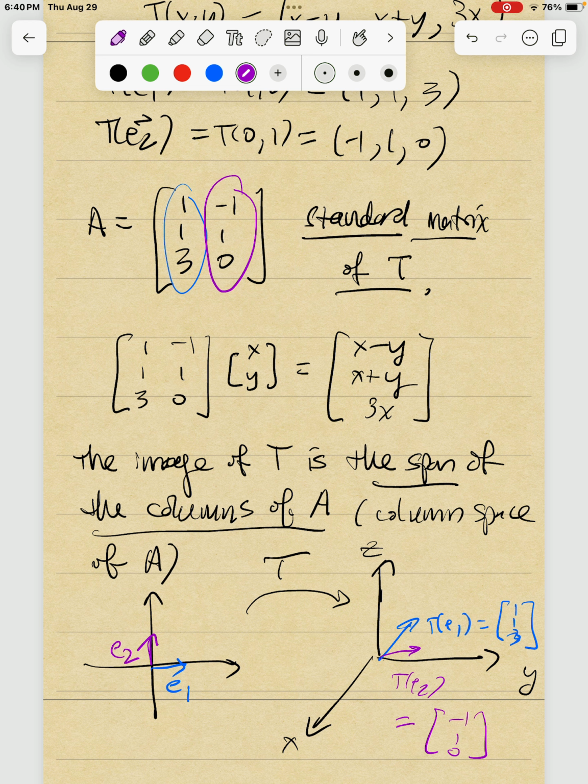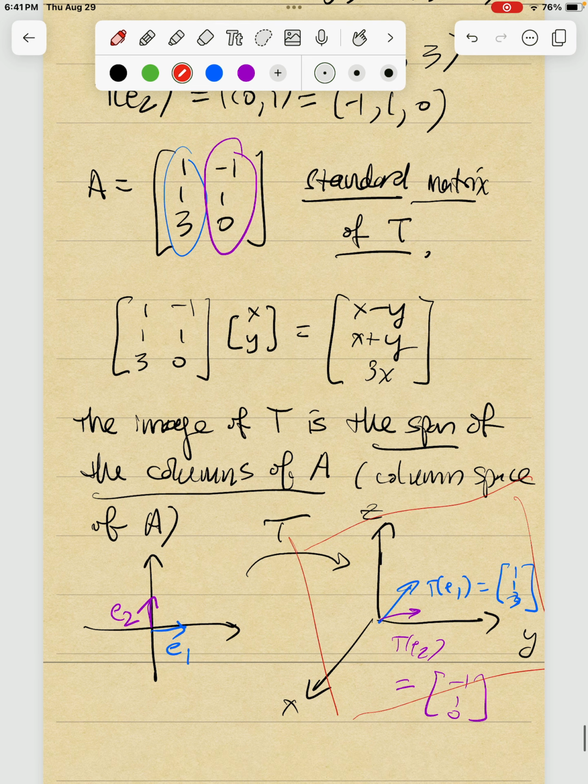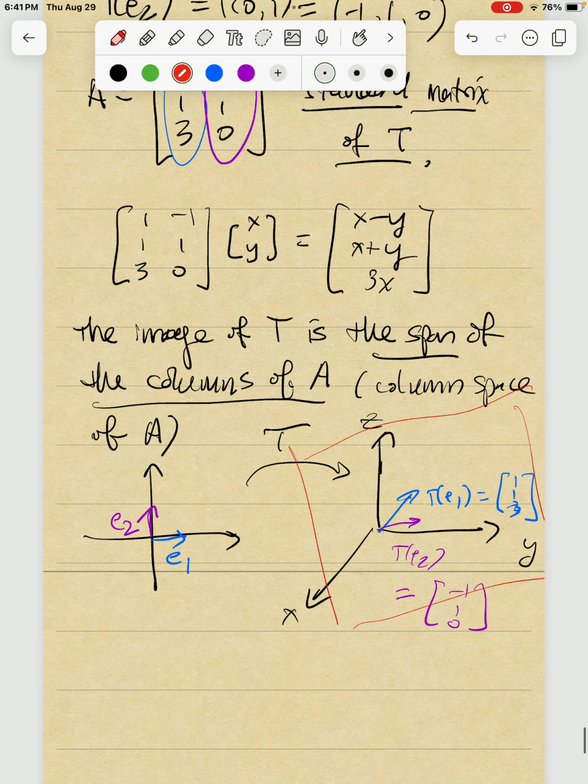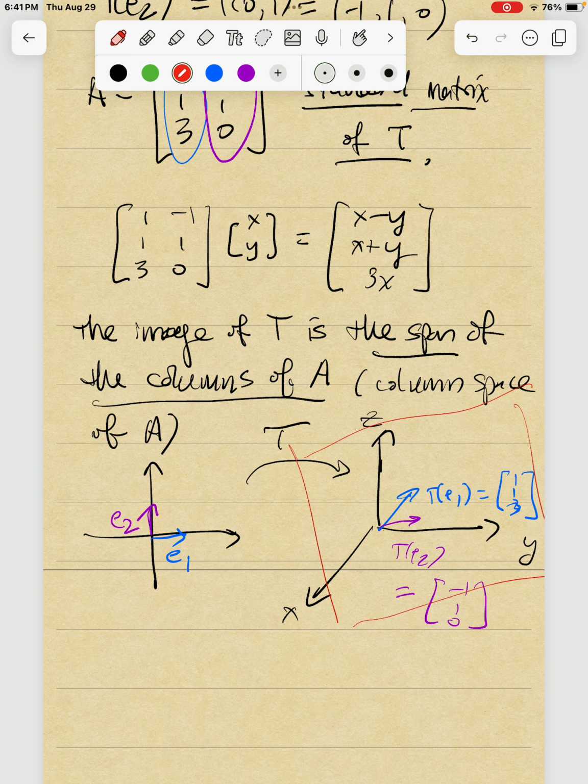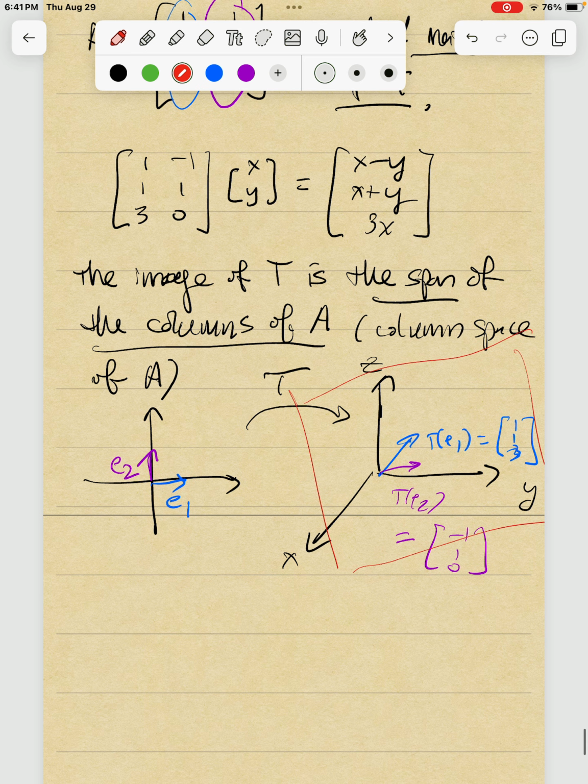Now these two vectors, in this particular example, are going to span a plane. If you take all linear combinations of these two vectors, you get this plane, and that plane is the column space. It goes through the origin. It's a plane through the origin, and that is the image. The collection of all vectors on this plane is the image of T.